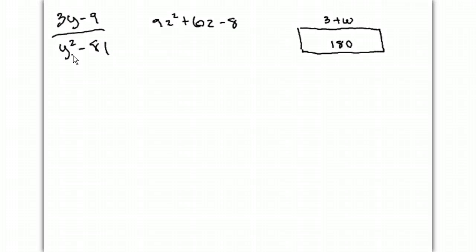The first one, they want to ask you what will make the denominator 0. First thing you have to do is factor it. Well, the top, I know I can pull a 3 out, so I have 3 parentheses y minus 3. The bottom, that's the difference of squares, a squared minus b squared, so it's going to end up being y plus 9 and y minus 9.